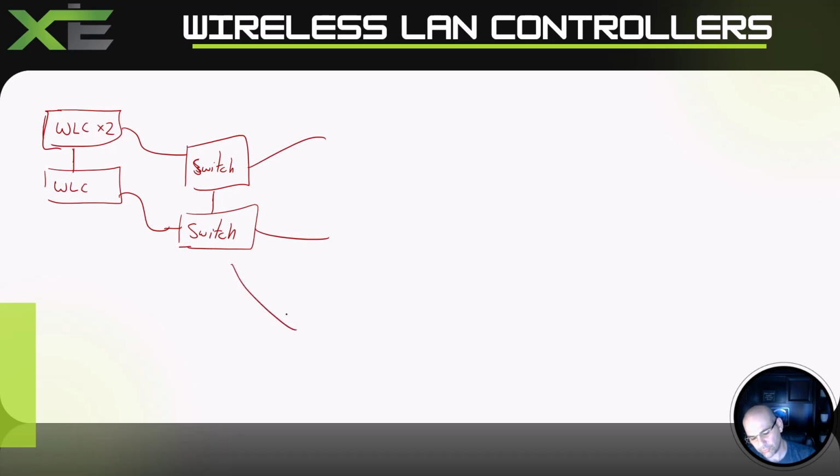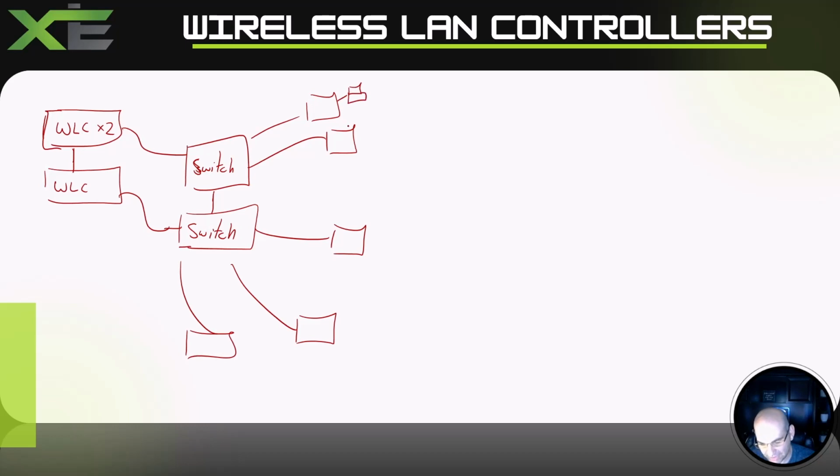Off of those two switches, you're going to have many more switches. You're going to have all of these different switches in your environment, and this is where you have your different users. You're going to have your laptops and desktops connected, your IP cameras, and you're also going to have your access points.